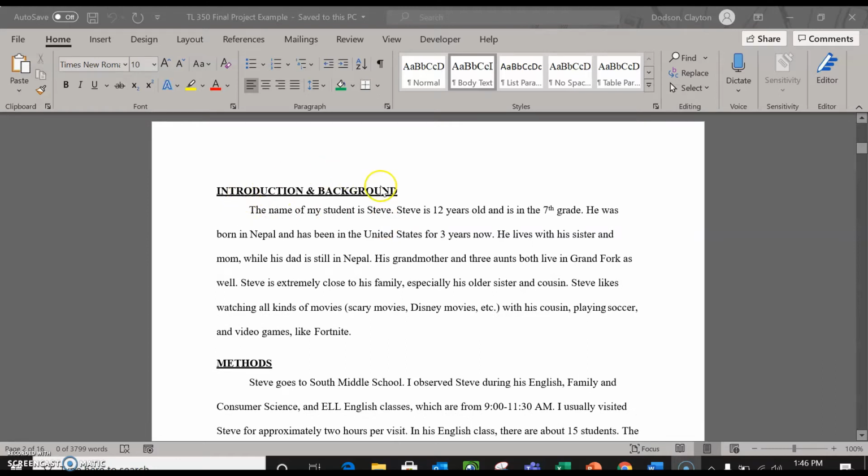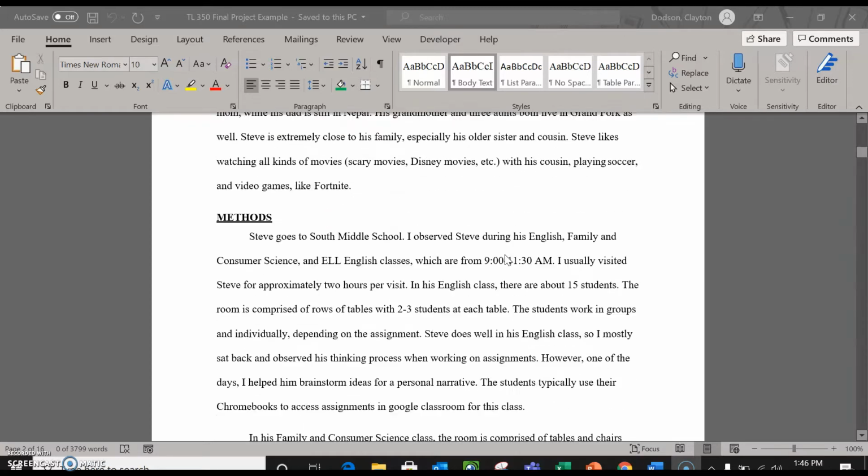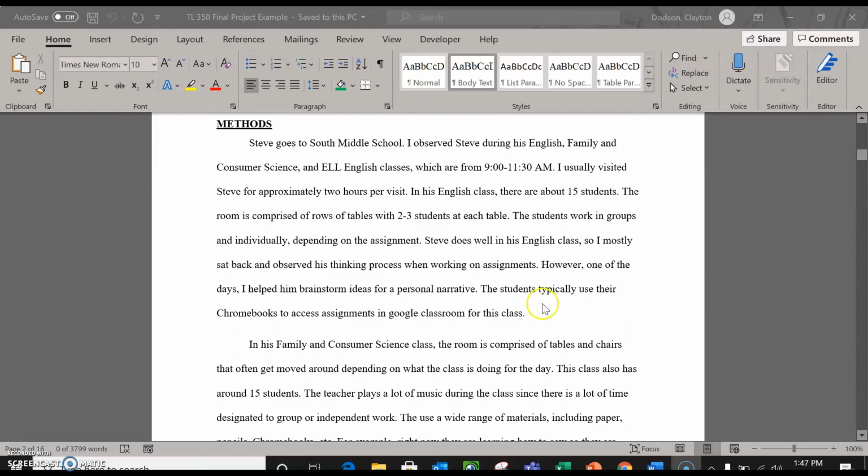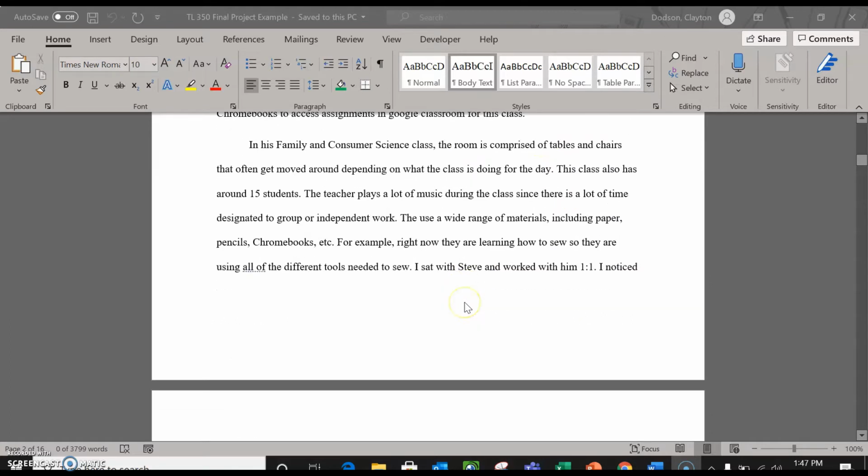So introduction and background. Remember, a fake name, the student is Steven, 12 years old, in 7th grade. And remember, this is a little bit different because traditionally, this project was done after observing a student in school for 10 plus hours. We have the method section, so it talks about where the student goes and the science or the classes that they took and all that good stuff.